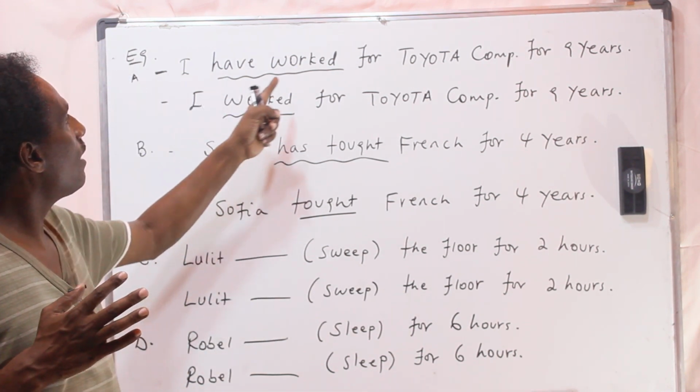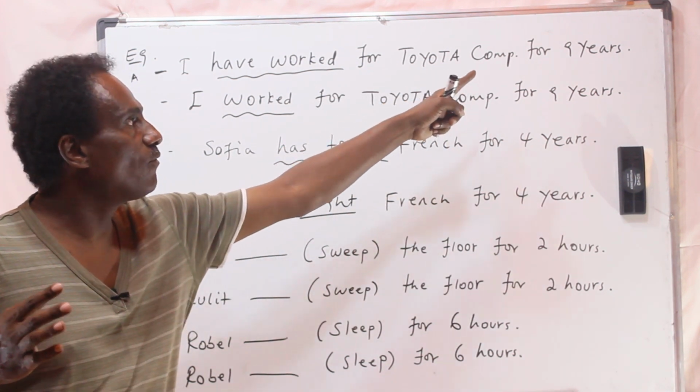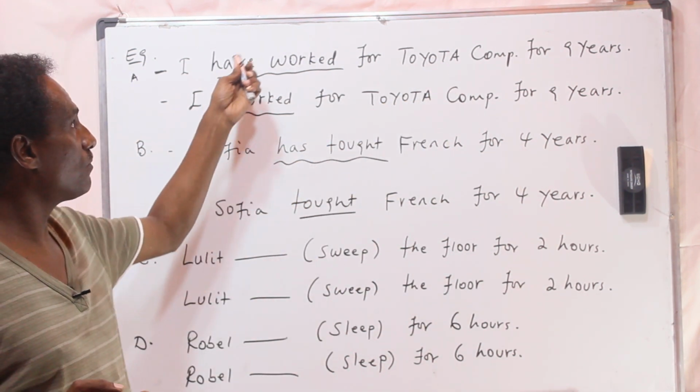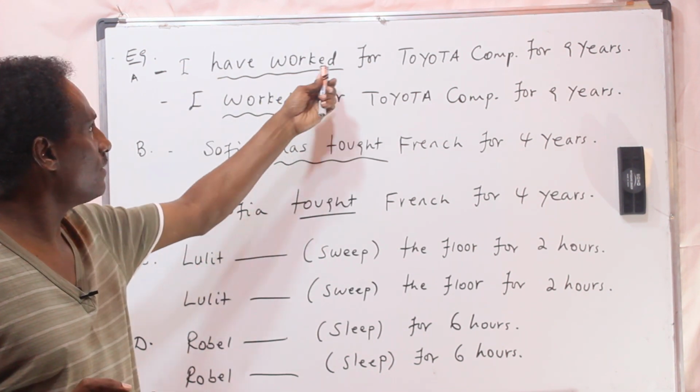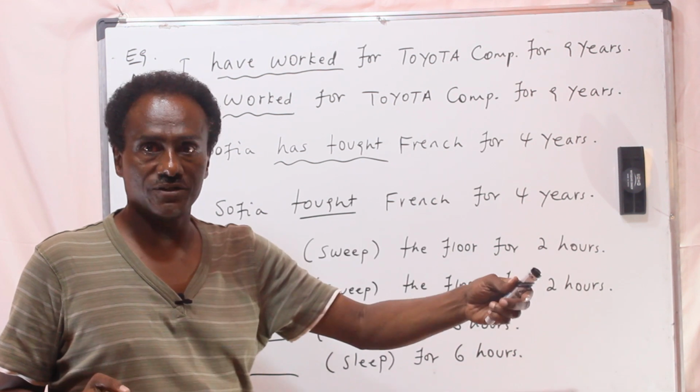Example A: I have worked for Toyota company for 9 years. Present perfect tense. I have worked for Toyota company for 9 years.